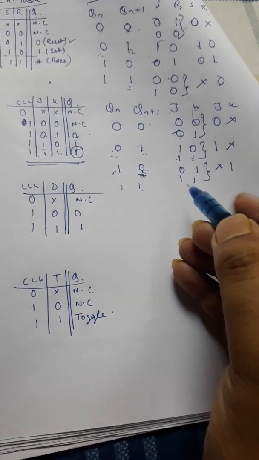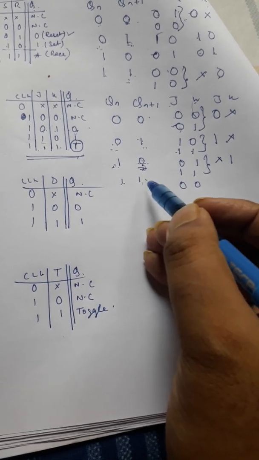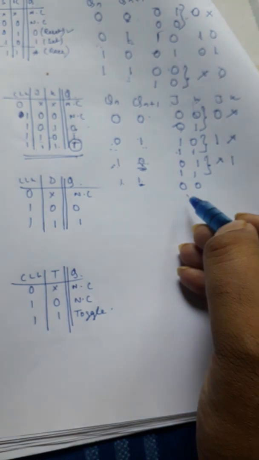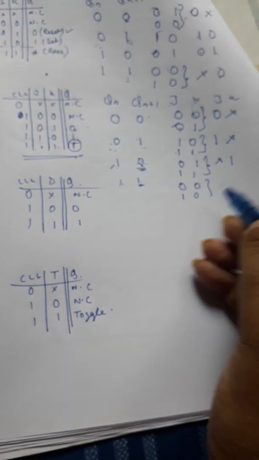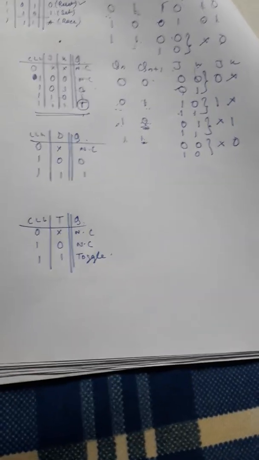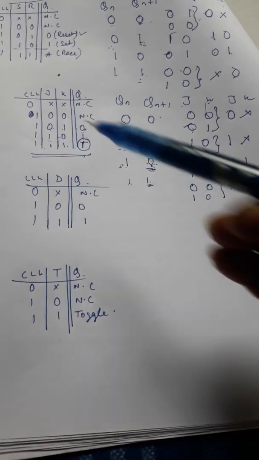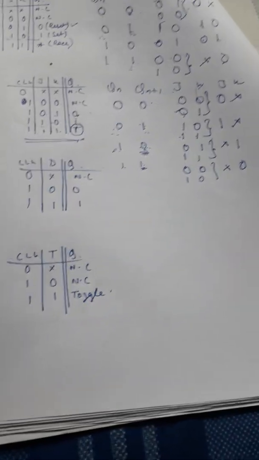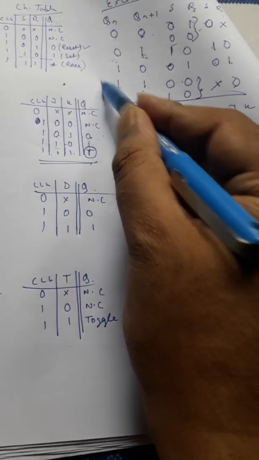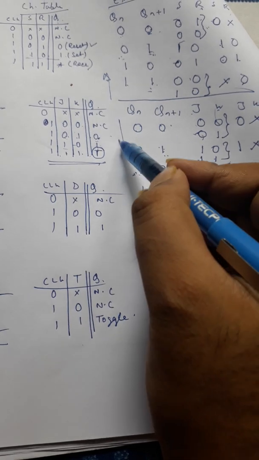And what about 1 to 1? We know no change, either no change or output has become 1. Output has become 1, so 1 0, right? So this will mean this is don't care and this is 0, right? So this is the excitation table of JK flip flop. So this was the excitation table of SR flip flop. This is the excitation table of JK flip flop.